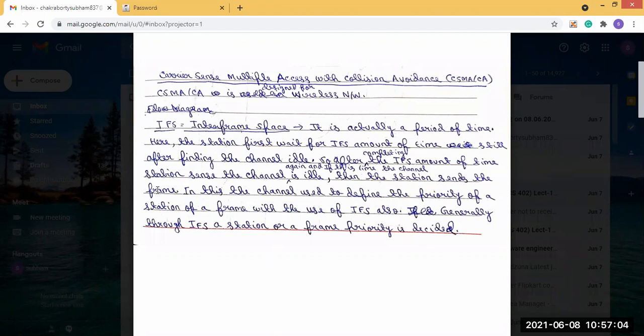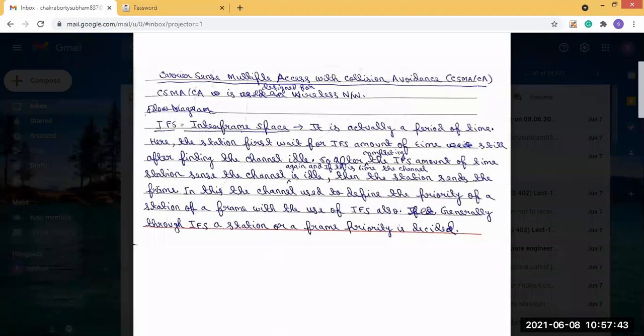That means each station first senses the transmission channel. If it knows that the channel is free, then also it waits for IFS amount of time, the interframe space, and after that it senses the channel again. If this time also it finds that the channel is idle, then only it can send the frame. This is the difference between collision avoidance and collision detection.